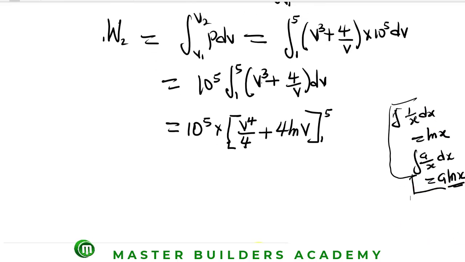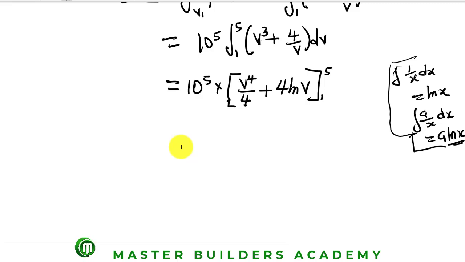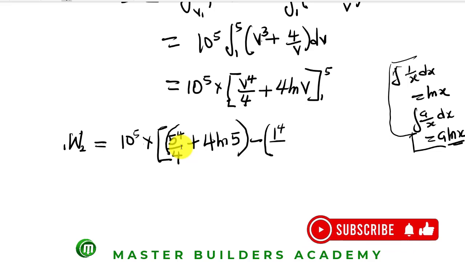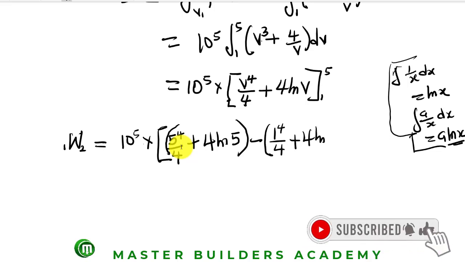Having integrated this function, all we need to do is to substitute in the upper limit, and then substitute in the lower limit. So we have W between 1 and 2 equal to 10 raised to the power of 5 multiplied by 5 raised to the power of 4 all over 4, plus 4 ln 5. The first thing I did was to put in the value of volume 2, which is the upper limit. That's exactly what I've done. Minus, to put in the lower limit, we have 1 raised to the power of 4 over 4, plus 4 ln 1.